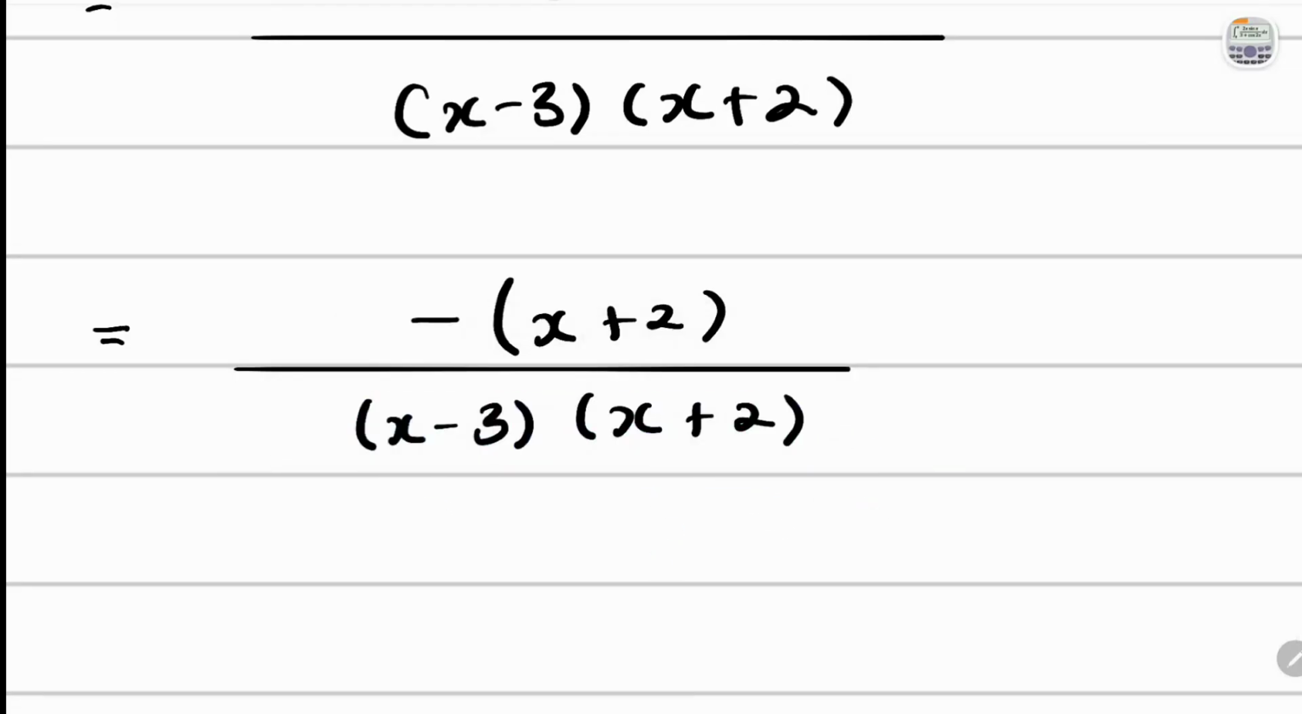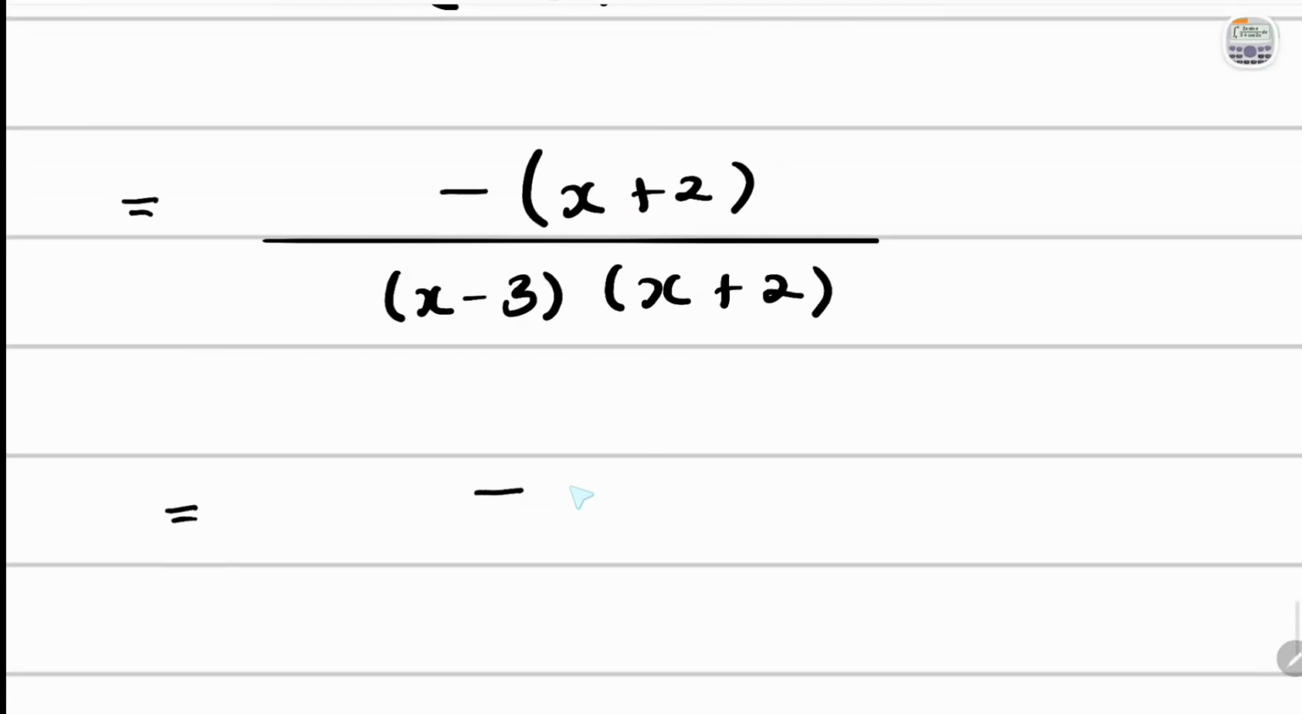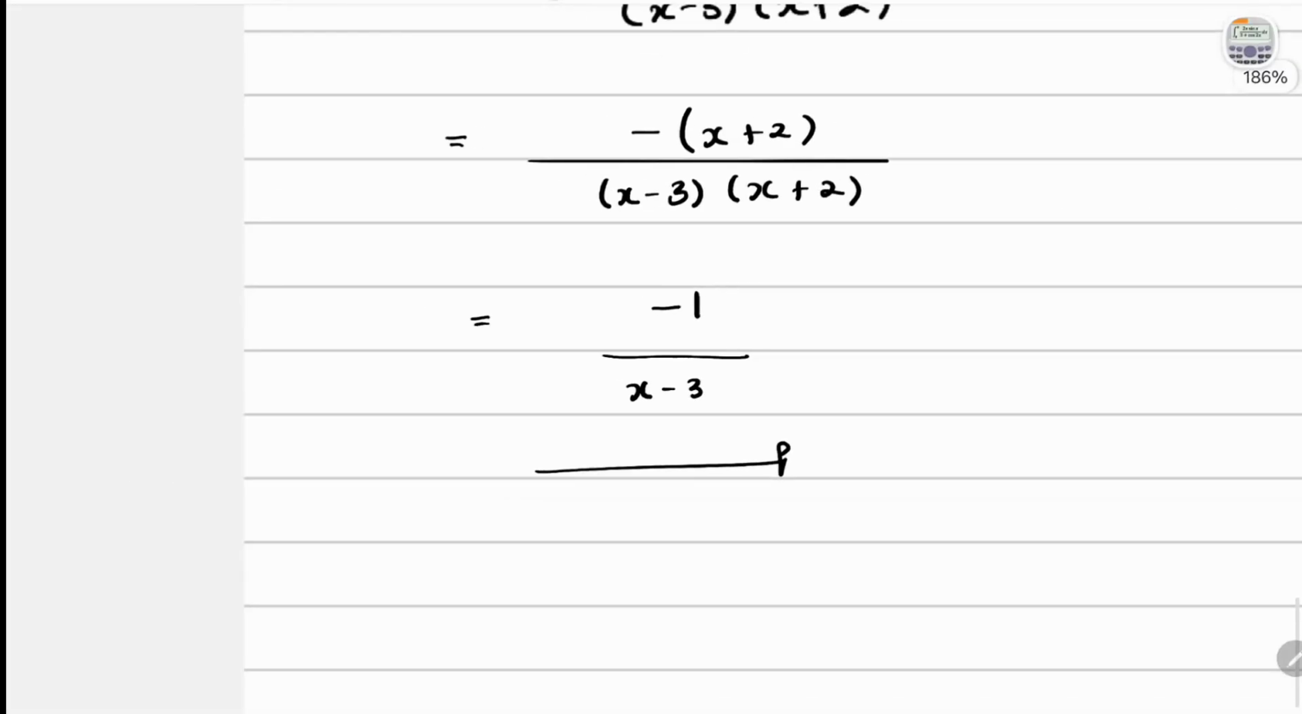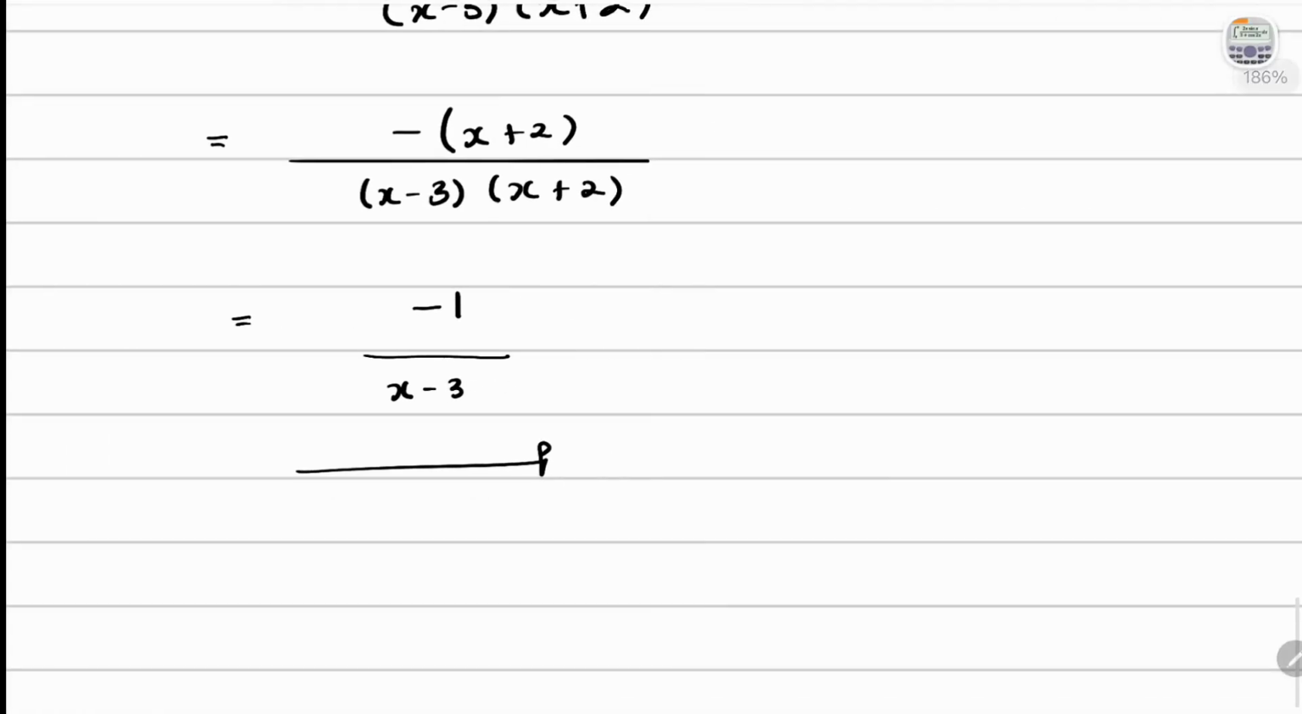Because this is being protected by brackets, it can cancel with whatever it is common with in the denominator. So these two would cancel and you're now left with negative 1, because that is actually a negative 1, over x minus 3. And that is our answer. Negative 1 over x minus 3. Moving on to the next question.